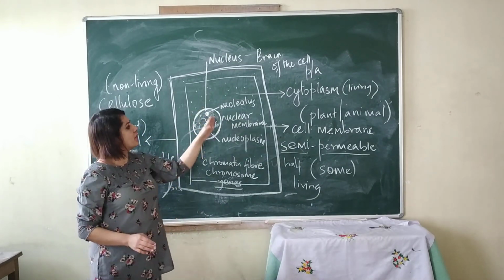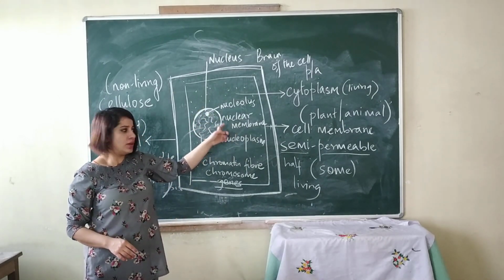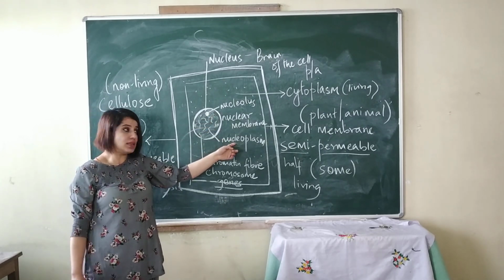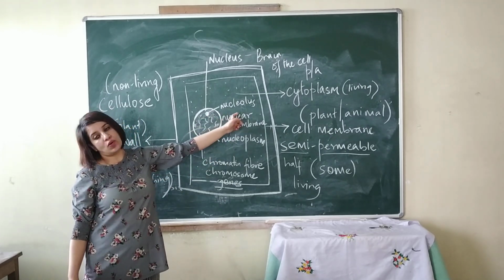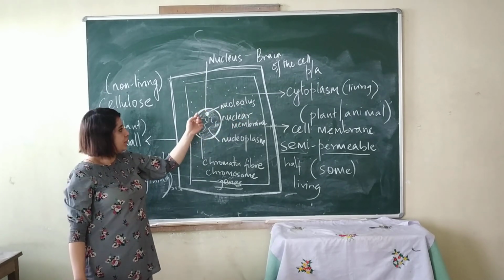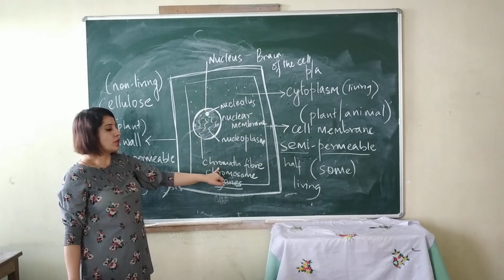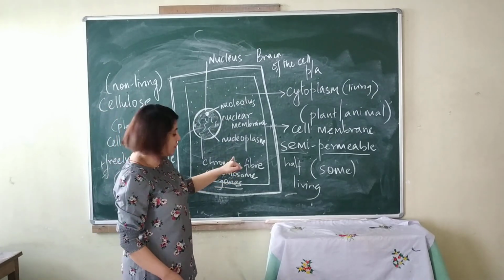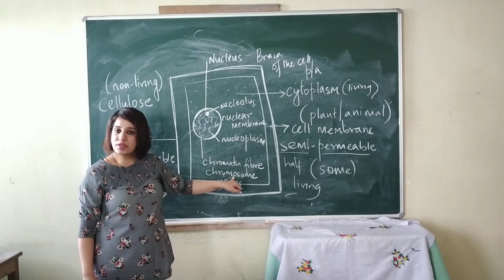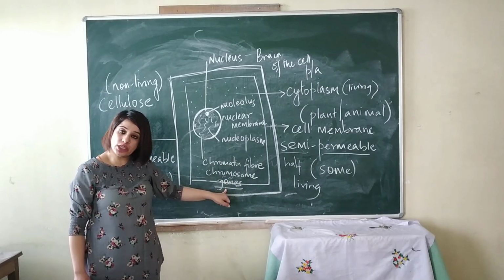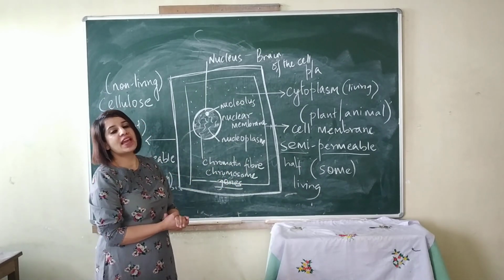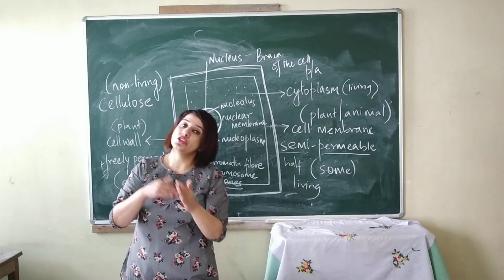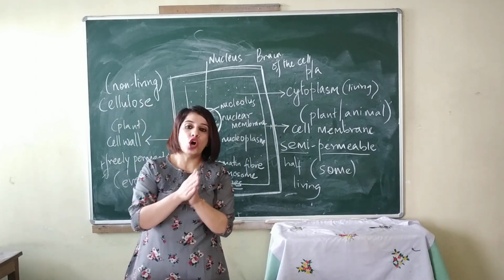The nucleus is surrounded by a nuclear membrane. It is filled by a jelly-like substance called nucleoplasm, and there is a structure called nucleolus. The nucleus is filled with chromatin fiber. During cell division, the chromatin fiber becomes the chromosomes, and they contain genes. Genes carry hereditary information from your parents to you. That means from parents to offspring.